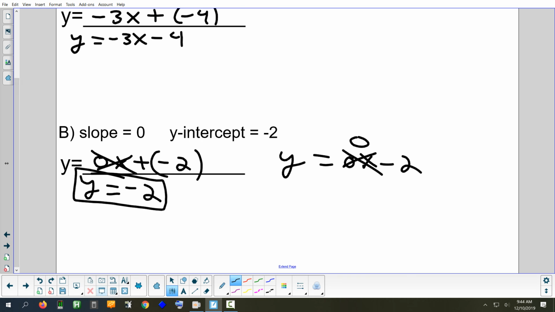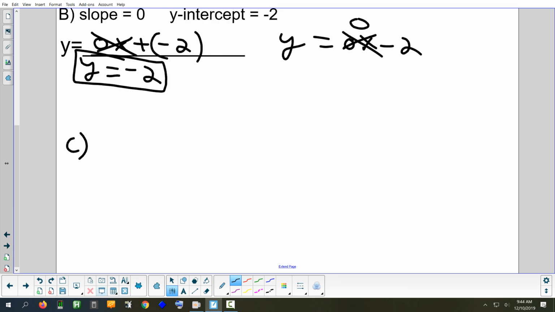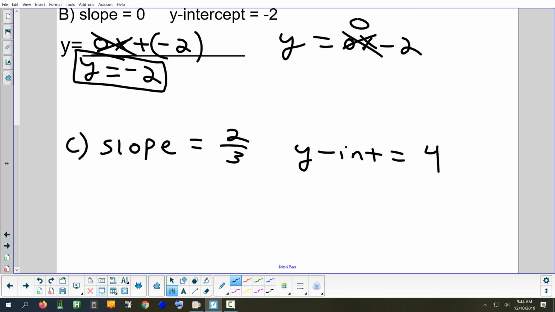All right, let's... okay, you guys don't have a spot for this. I just want you to try this one with me. Let's say the slope is 2/3. Y-intercept is 4. I think they can give me the equation of this line.